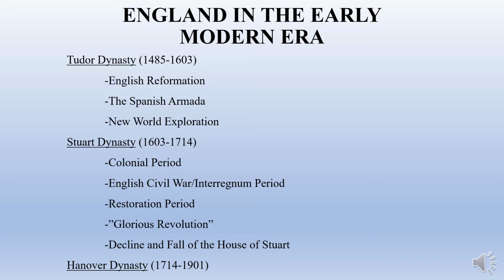The final dynasty we will touch upon will be the House of Hanover, or the Hanoverian dynasty. They will technically rule over England from 1714 to 1901, but for the purposes of this course, we will only really talk about the first three kings of the Hanoverian dynasty: King George I, King George II, and most famously of the three, King George III.